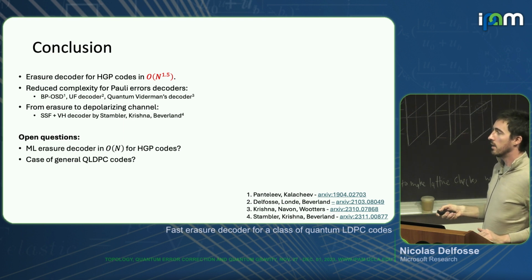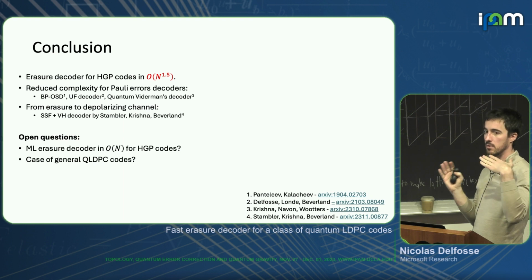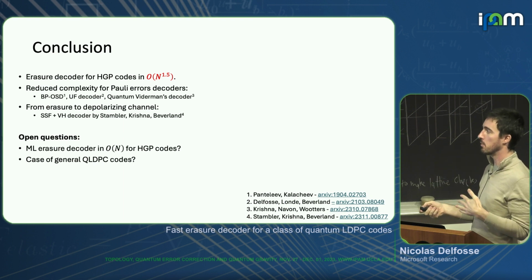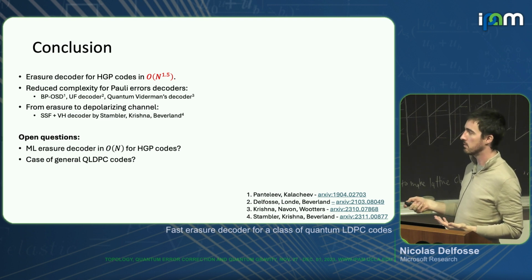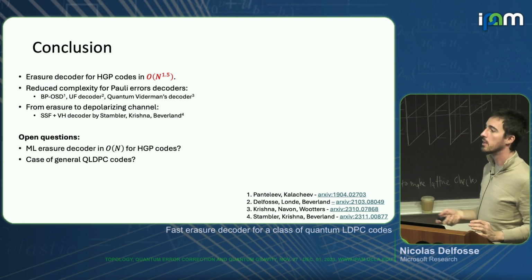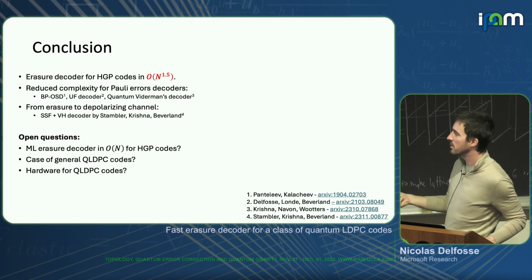And our final decoder is using the structure of hypergraph product code, this product structure. We would like to generalize it to have an erasure decoder for a general LDPC code with no specific structure beyond the sparse graph.